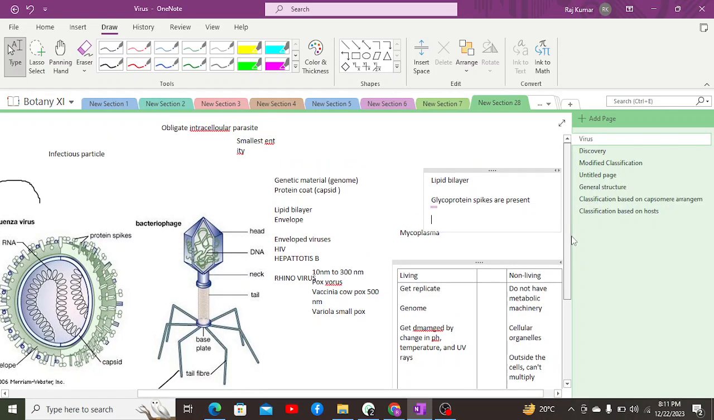One more thing over here: these glycoprotein spikes can vary depending on the type of virus. For example, HIV has glycoprotein spikes known as GP41 and GP120.